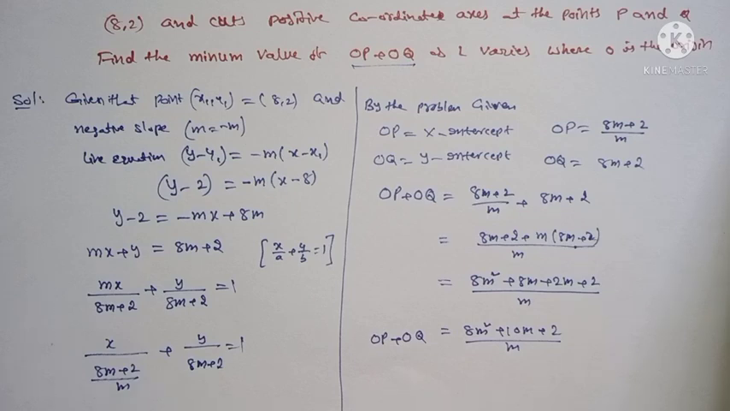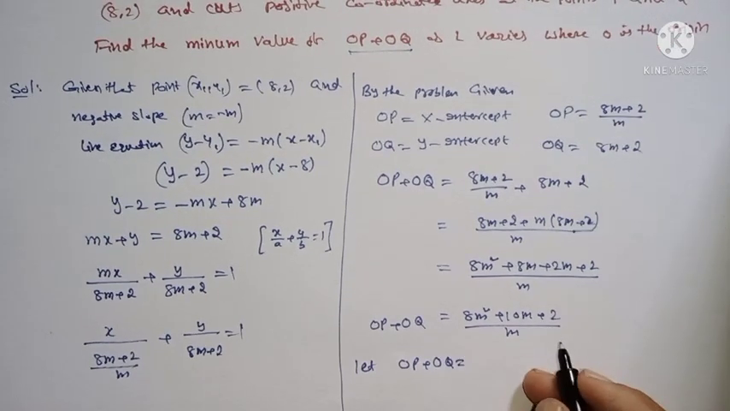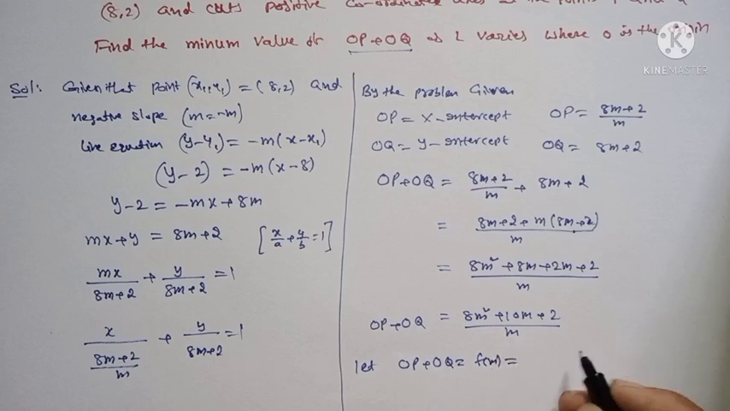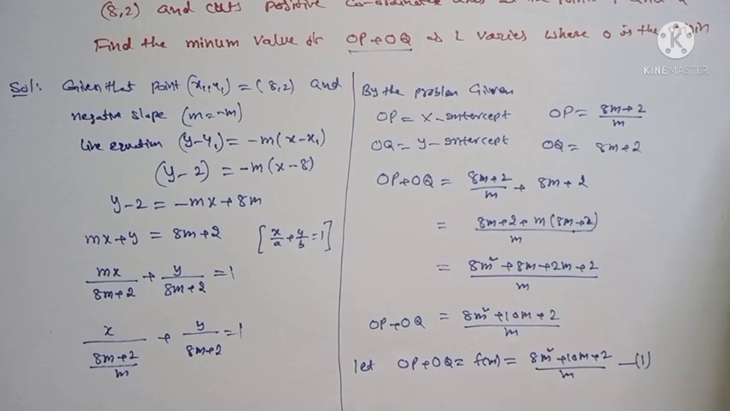How can you find the minimum value? Let OP plus OQ be equal to f of m, that is equal to (8m square plus 10m plus 2) by m. This is our required equation, OP plus OQ equals f of m. You can do the application of derivatives, maxima and minima, exercise 10 I think, the same way. Find f dash of m and f double dash of m, and set f dash equal to 0. You get the m value, and here also you get the x values. Okay, you can do this method only.